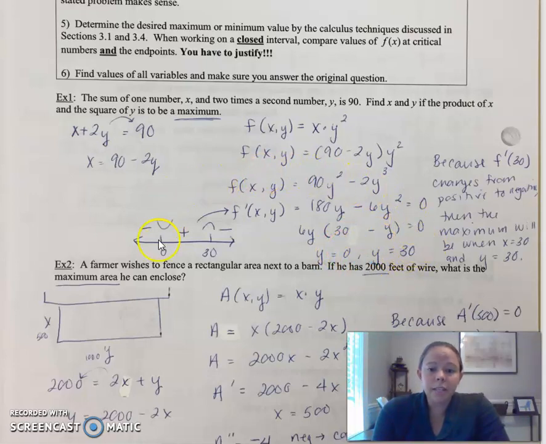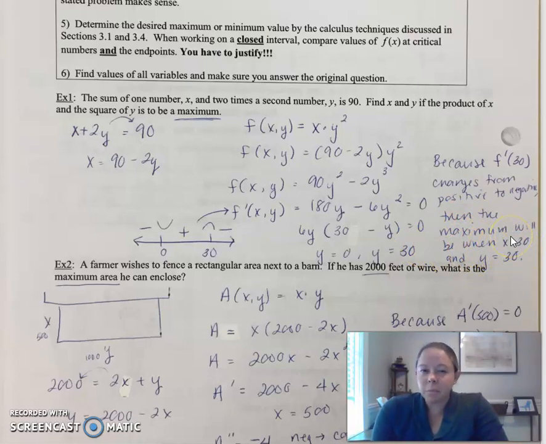So I went over here to the side, and I made my first derivative number line test to see what's happening at 0 and 30. We want to plug those intervals back into the derivative, and we see that at 0 we have a minimum, and at 30 we have a maximum, and it's asking for that maximum. So I put over here, because the derivative at 30 changes from positive to negative, then the maximum will be when x equals 30 and y equals 30.